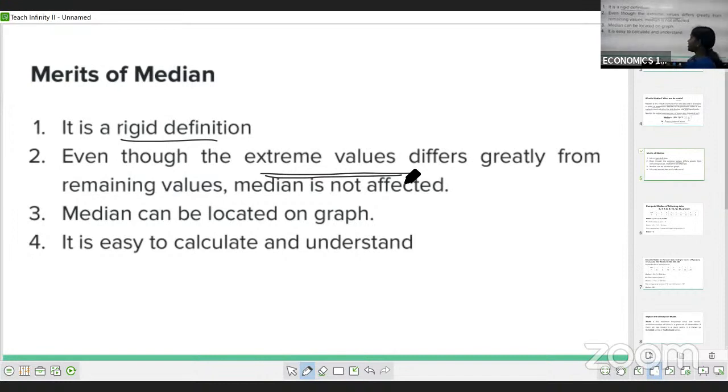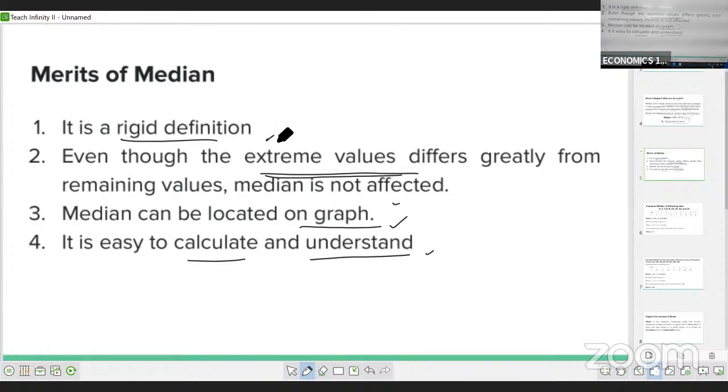Next, we can locate this median on the graph also. And it is very easy to calculate and easy to understand. That is the first. Next, we can locate it. Whatever the extreme value is, the median is not at all affected, and it is a rigid definition. So these four are the merits of the median. Okay, so this is one question.